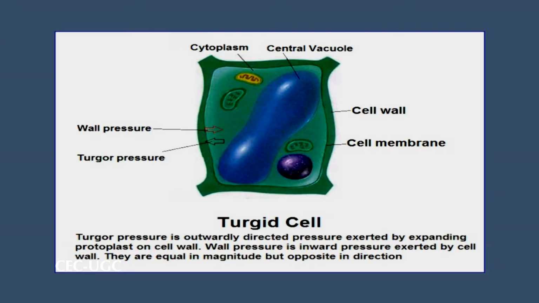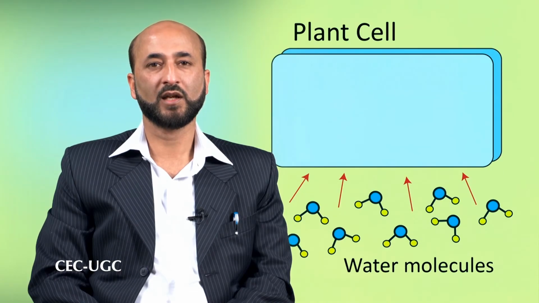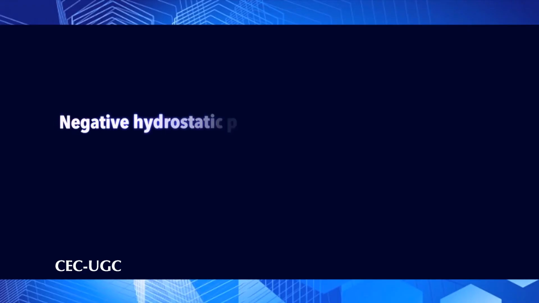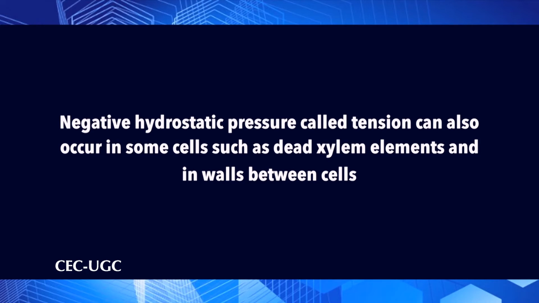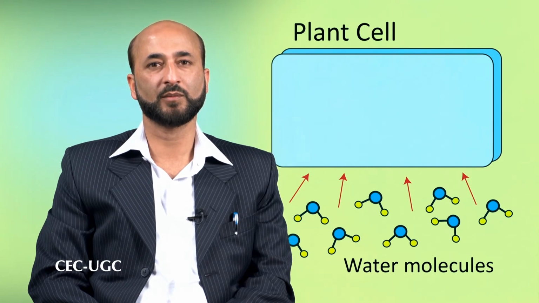The positive hydrostatic pressure within a cell is called turgor pressure. The turgor pressure is directed outward, exerted by the expanding protoplast on the cell wall. It is equal in magnitude but opposite in direction to the inward pressure called wall pressure, which is exerted by the cell wall. A cell experiencing turgor pressure is said to be turgid. A cell that experiences water loss to the point where turgor pressure is reduced to zero is said to be flaccid. Living plant cells are typically assumed to have only positive pressures. However, negative hydrostatic pressure, called tension, can also occur in some cells such as dead xylem elements and in the walls between cells.